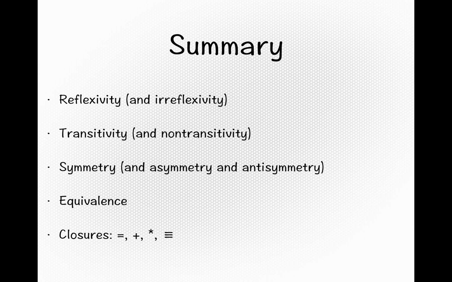Summary is that we have introduced reflexivity with variations, transitivity with variations, and symmetry with variations. All of them combined are called equivalence, and we also have closures, which are extensions to existing relations which satisfy these properties.